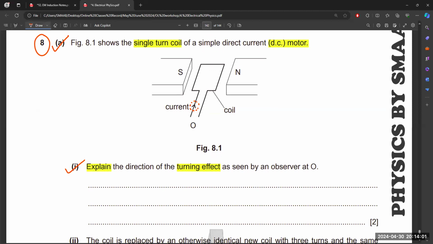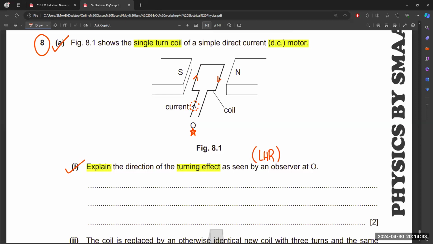So basically the observer is over here, and from this side we are observing the direction of rotation, and we have to identify what is the direction of rotation. So it is very simple. Again, current is moving into the paper from the left hand side. It is coming out of the paper from the other side. So just like yesterday we practiced questions for the DC, we have to apply the same idea by using left hand rule.